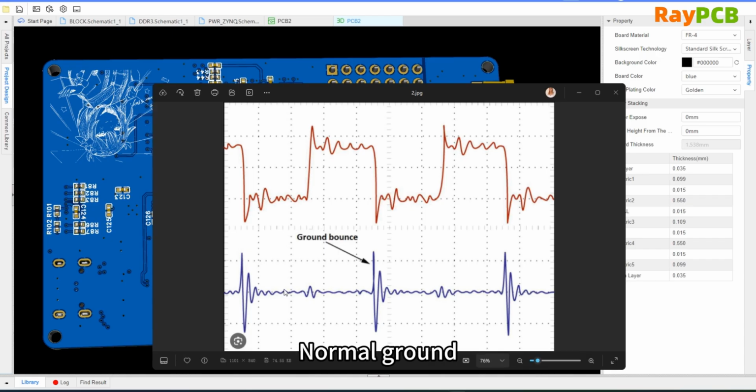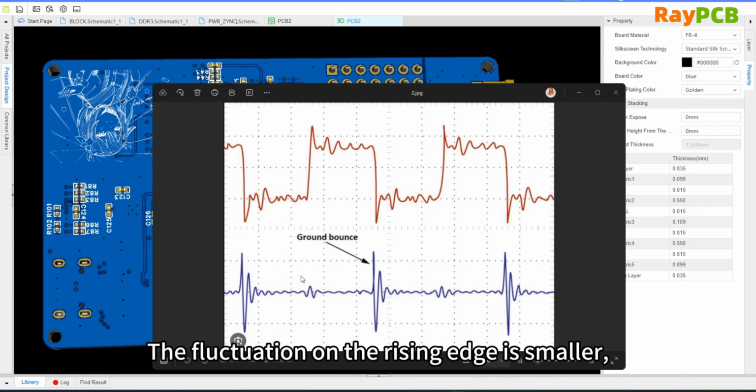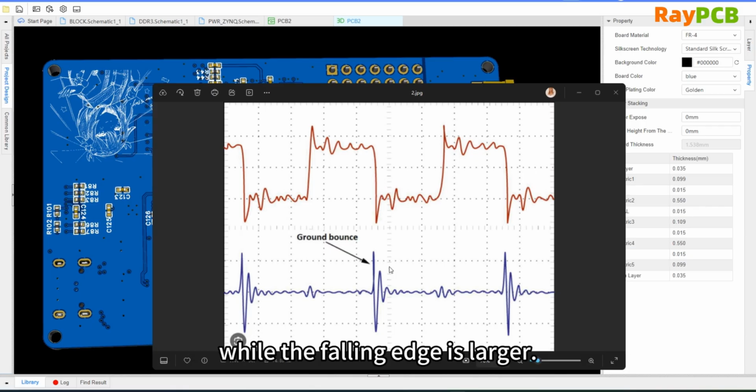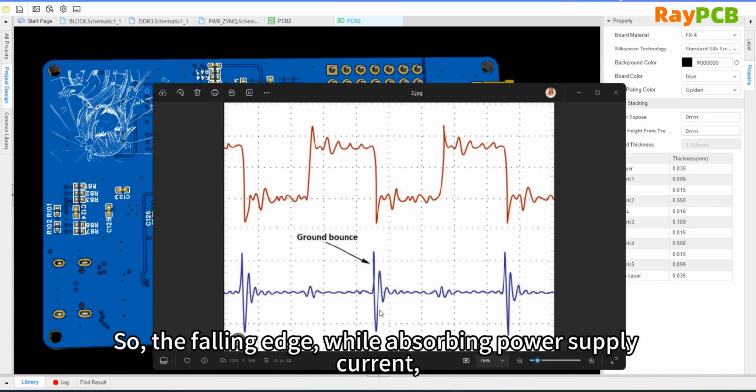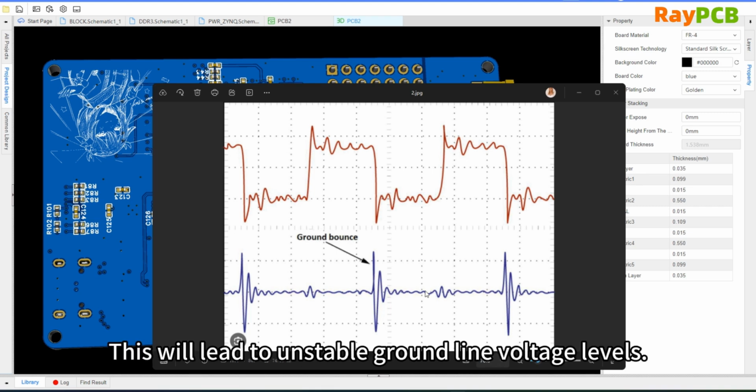The waveform below is ground bounce. Normally, it can be considered as a fluctuation that is very small. The line here is the ground line, which is at zero output. When the logic gate switches on its edge, either the rising edge or the falling edge, the rising edge produces a very small fluctuation, while the falling edge produces a much larger one. This indicates that the falling edge within the circuit will create such a fluctuation on the ground potential at the edge, which is called ground bounce. This results in instability of the ground line's potential.